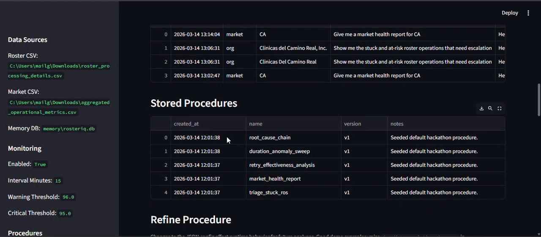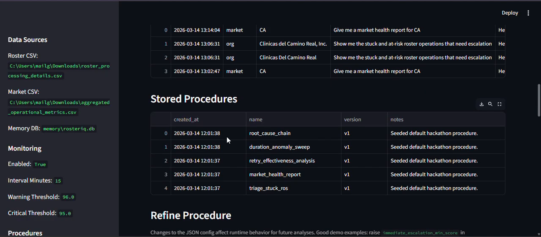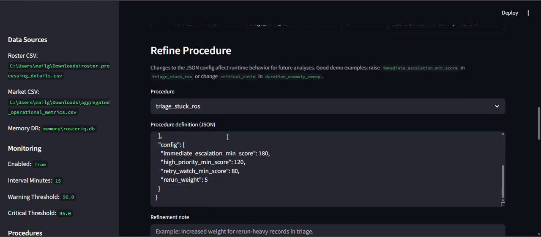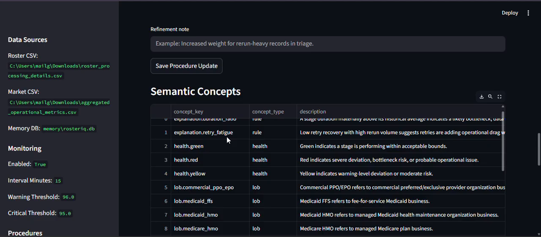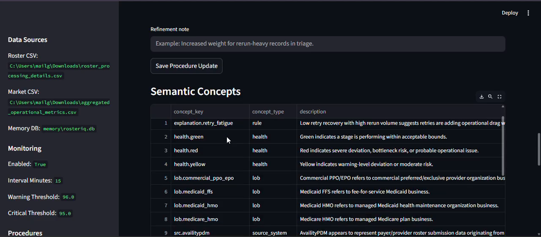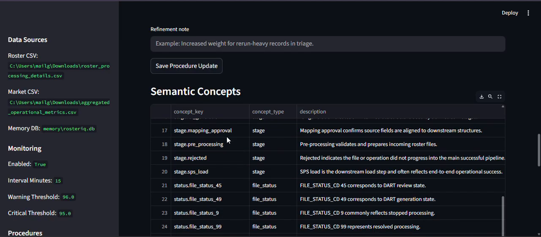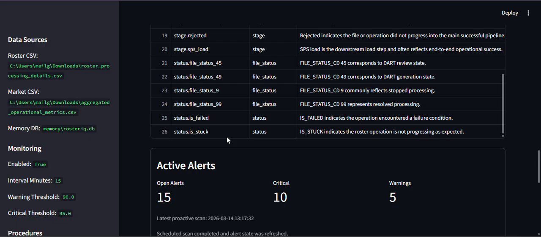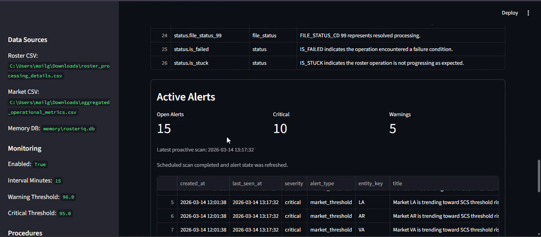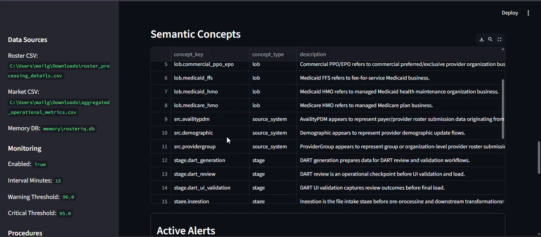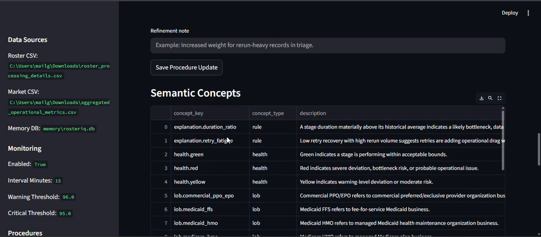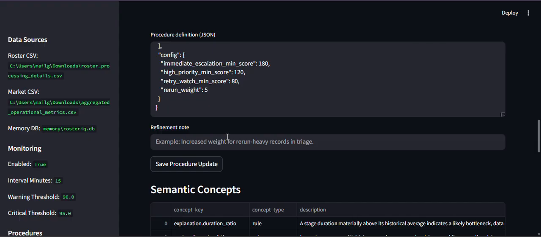Now we have persistence of procedure versions, so the agent's analytical logic can evolve over time without losing track of what changed. On top of that, we also add semantic memory, which explains why certain records are flagged, and alert memory, where proactive monitoring writes active alerts and historical alert states back into the same shared memory layer. This matters because the agent is not just answering one-off questions; it is building an operational context. Over time, it remembers what was investigated, what changed, what got worse, what improved, and which entities keep reappearing.